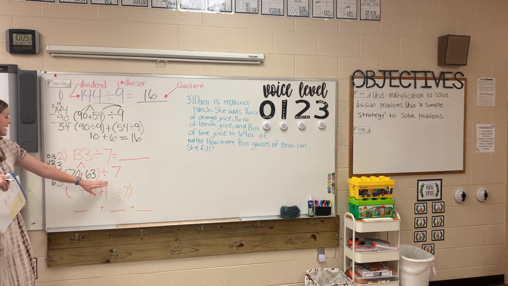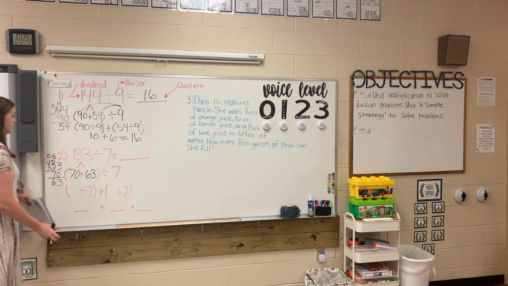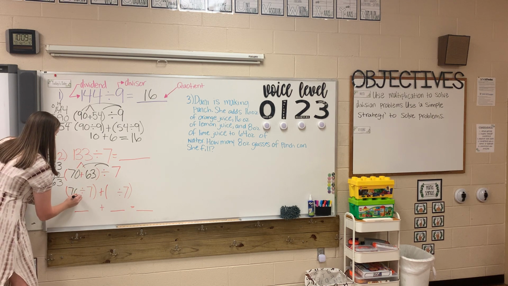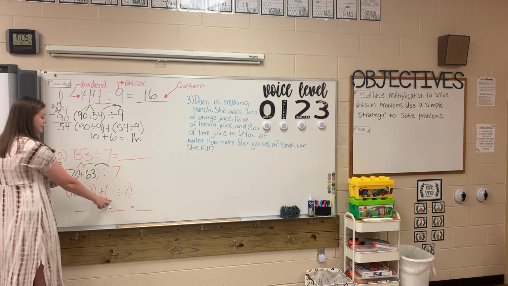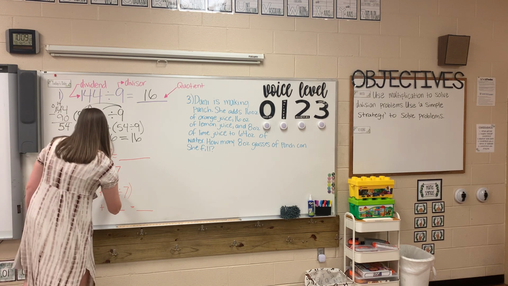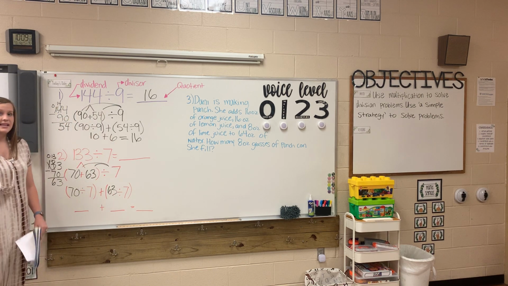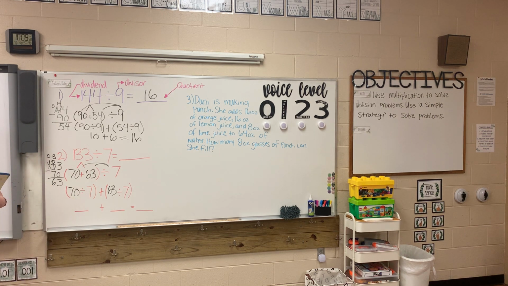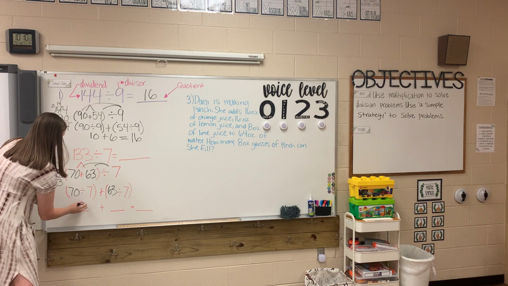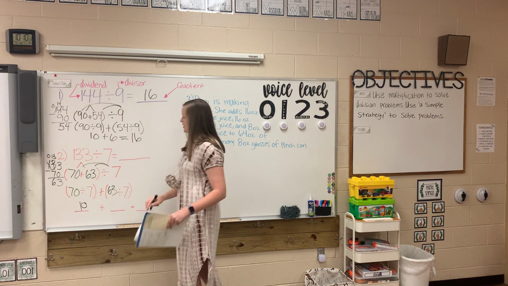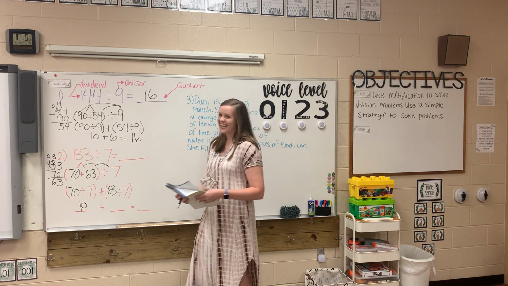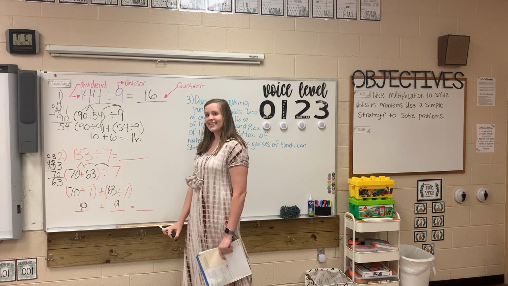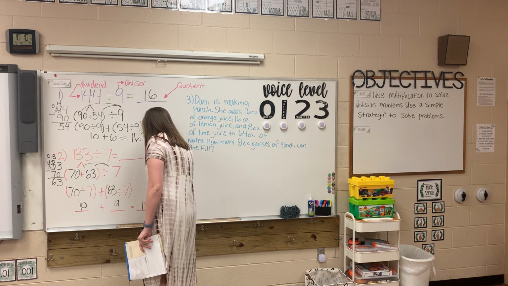So we have 70 plus 63, and we have to bring down our divided by 7. So we're going to use that distributive property and have 70 divided by 7 plus 63 divided by 7. So what is 70 divided by 7? 10. Plus, what is 63 divided by 7? 9. And then we have 10 plus 9 to get our answer, which is 19.